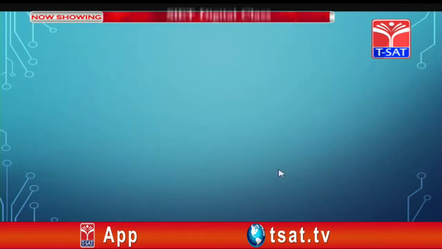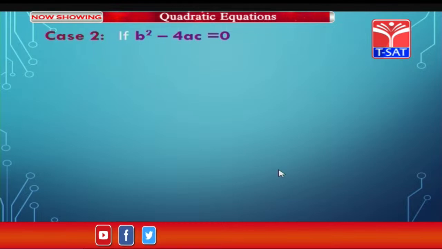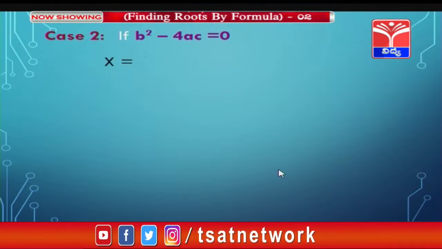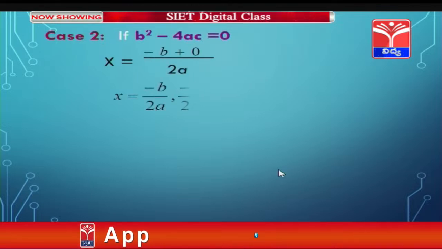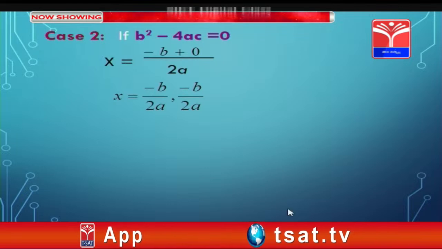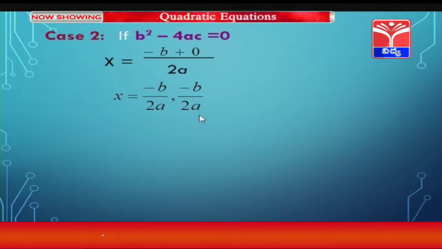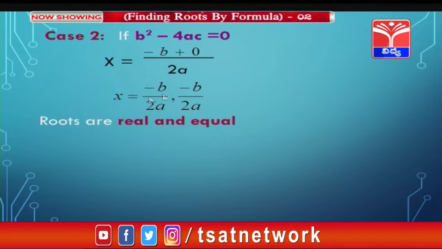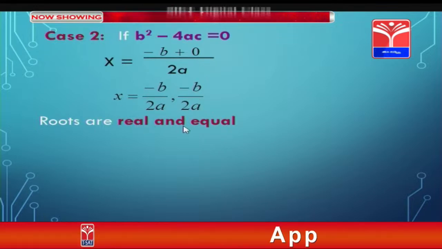Now, let us look at the other case. What happens if b square minus 4ac is equal to 0? Then x would become minus b by 2a. So, our roots would be minus b by 2a and minus b by 2a. So, we are getting two roots which are real and equal. Observe the roots, children. Here x is equal to minus b by 2a and minus b by 2a. We are getting two real and equal roots.